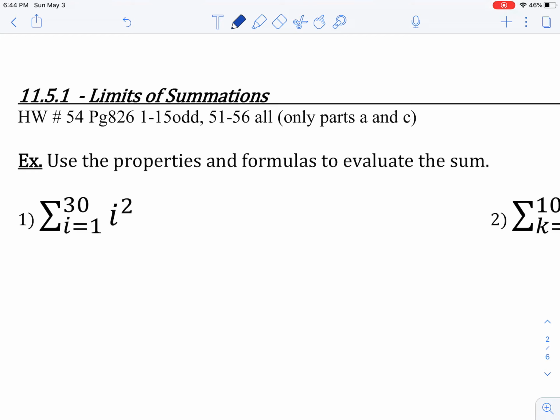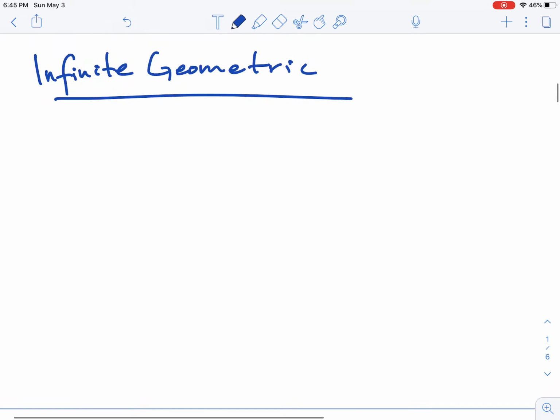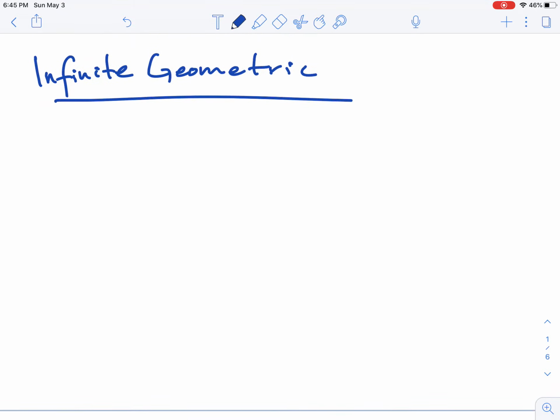In our previous lesson, we discussed finding the limits of sequences. And in this lesson, I want to start off by finding the limits of summations. Earlier in the year, we actually discussed finding the sum of an infinite geometric series. And in that process, we were actually using the concept of a limit without even knowing it.